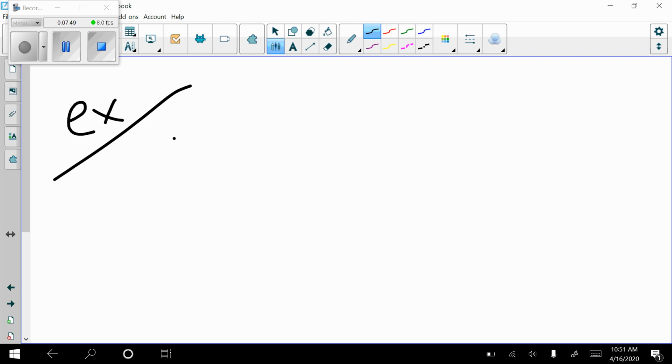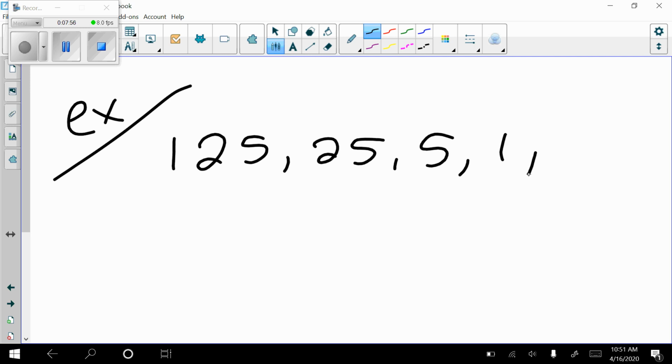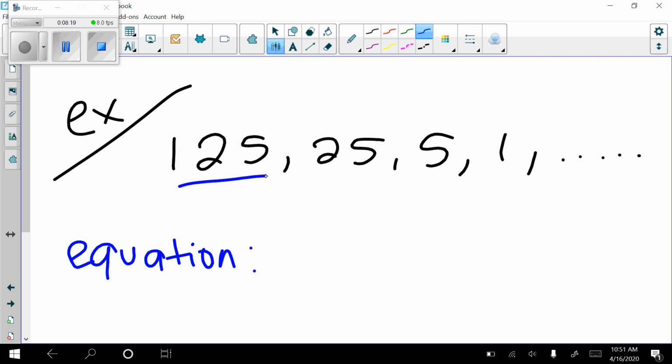Let's say the sequence starts with 125, goes to 25, then 5, 1, and keeps going. I want to write the equation. So again, that means you need to know what the pattern is. A lot of these are going to be similar numbers to what we've seen before, like perfect squares or perfect cubes. So if you don't know right off the bat, divide them. So do 125 divided by 25, see what you get. So that's actually a number 5.